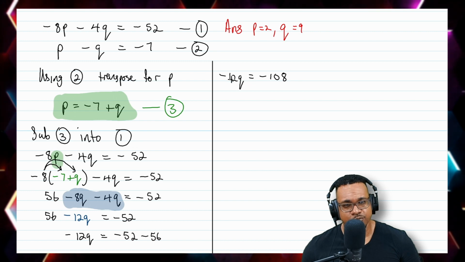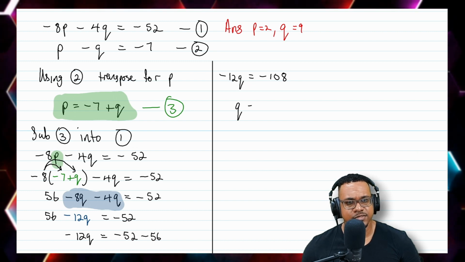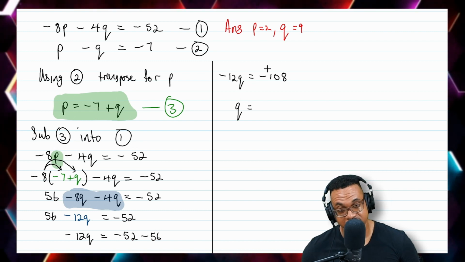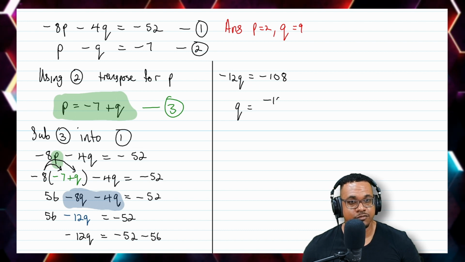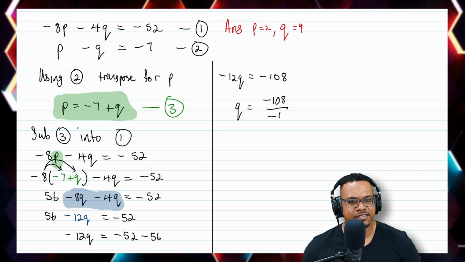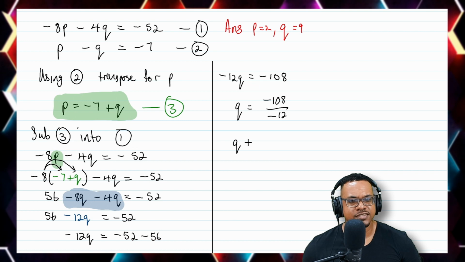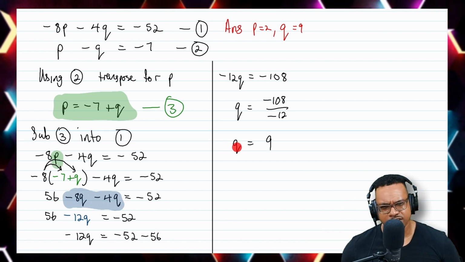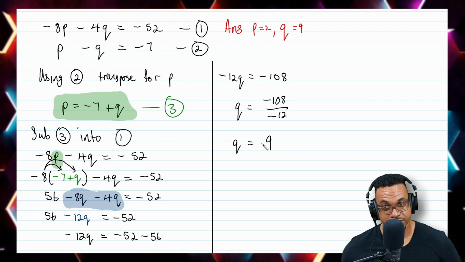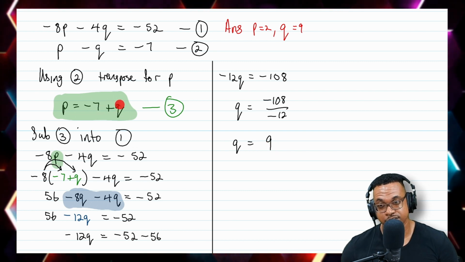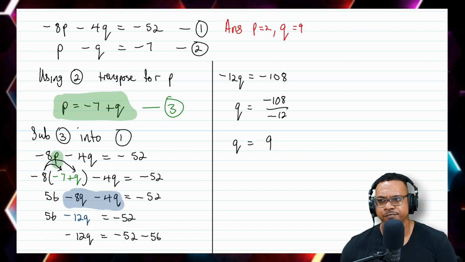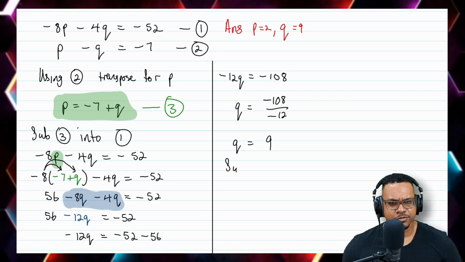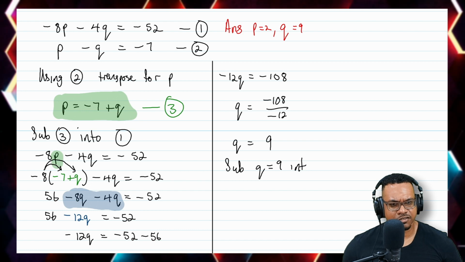And now we have this negative 12 multiplied by q. So we have q is equal to, carry across, operation changes to division. So we have negative 108 divided by negative 12. So q is equal to positive 9. And now that we know that q is equal to positive 9, we can substitute that into equation 3 for this q here and we can find out what p is. So I'm going to substitute q equal to 9 into equation 3.